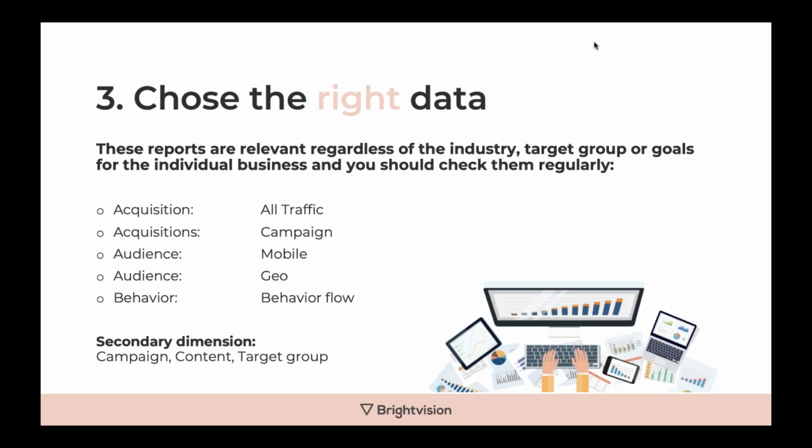And then, of course, in all of these reports, we can also add something that is called a secondary dimension. So if the traffic is our first dimension, we could also add in something like campaign, content, target group, or the mobile as our secondary dimension. This basically means that we can combine two reports. So we can have all traffic and campaigns shown in the same report together with our metrics to give us even more data and see how those two, all traffic and campaigns, go together.